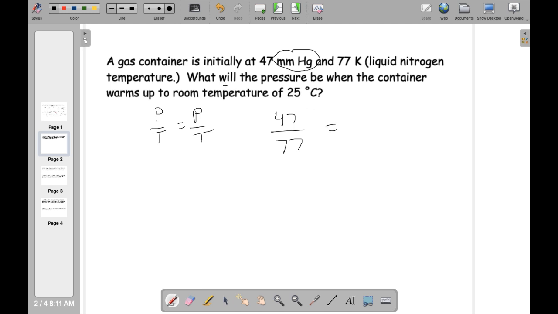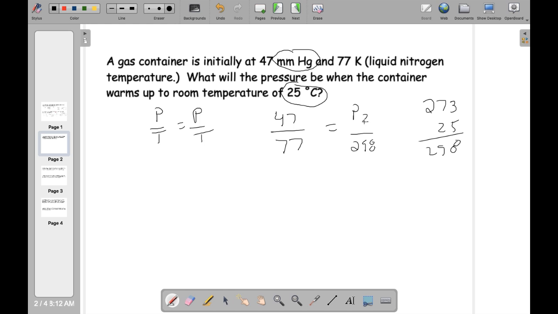And what will the pressure be? So yet again, they want this pressure when it warms up to 25. Look how tricky they're being here. They're like, oh yeah, we're going to give you Kelvin here, but Celsius here, just to see if you're paying attention. See, they're always trying to be tricky. So we have 298 Kelvin over here. Make sure you convert.